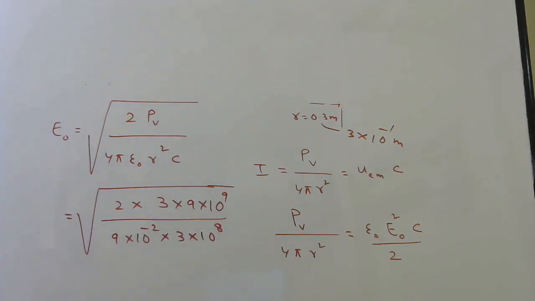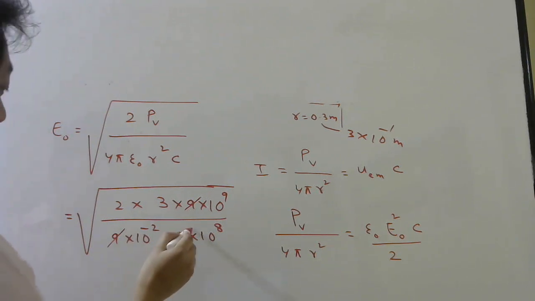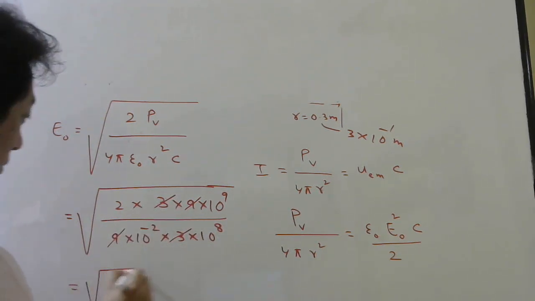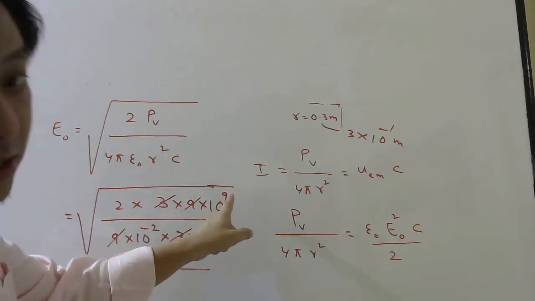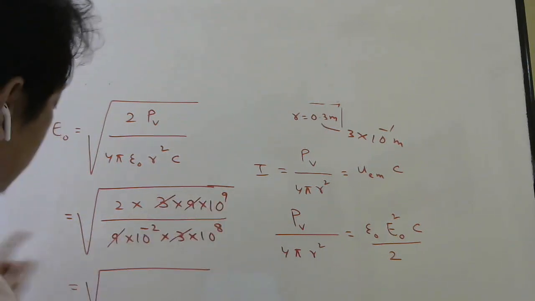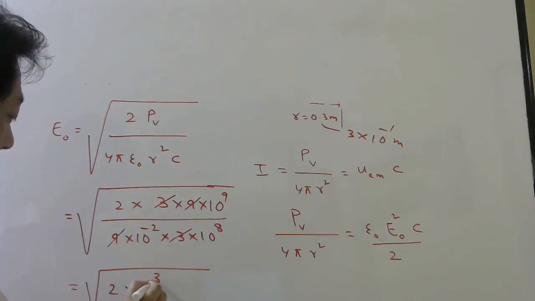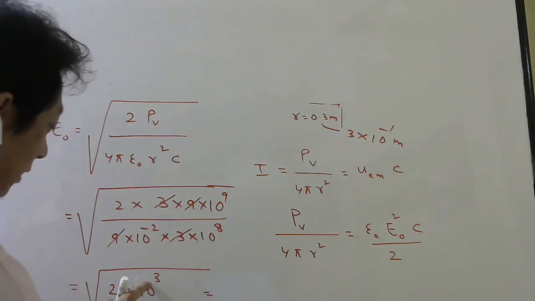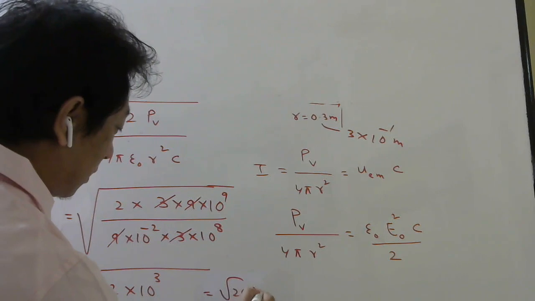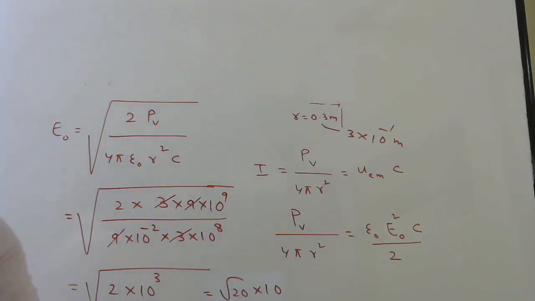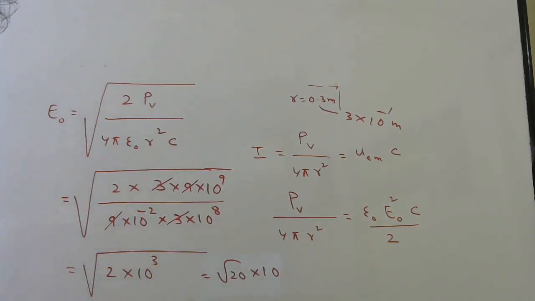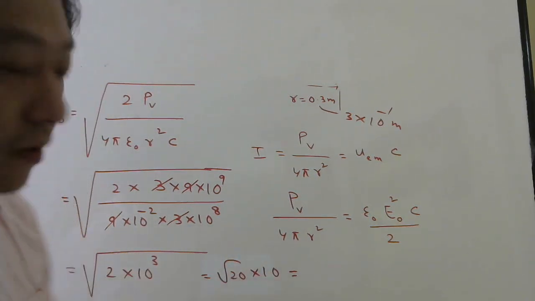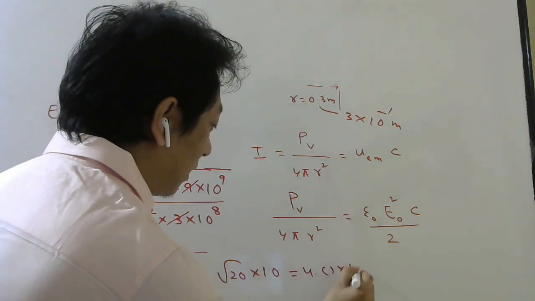Now this 9 and 9 will cancel, this 3 and this 3 will cancel. So 8 minus 2 will be plus 6, plus 6 will go up as minus 6, 9 minus 6 will be plus 3. So 2 into 10 power plus 3. Since this is an odd power, let us write 20 into 10 power 2. Square root of 10 power 2 is 10. So root 20 now. Now try to do it approximately. See, 4 4 is 16, 5 5 is 25, so it will be 4 point something into 10.